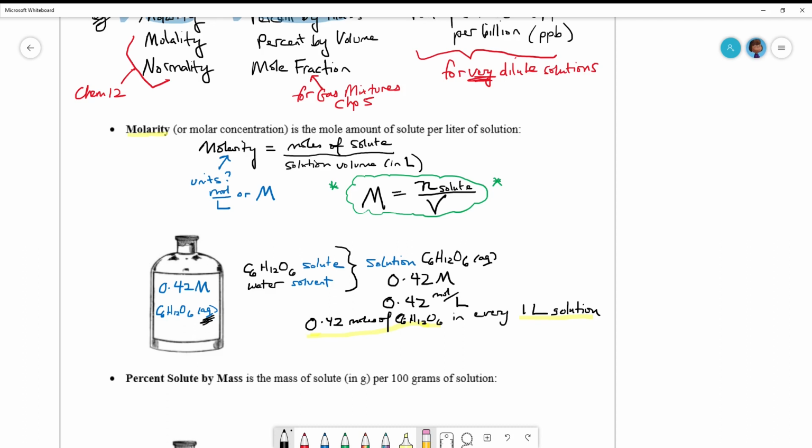And if I double the amount of solution to 2 liters, I would have double the moles of glucose present. I would have 0.84 moles of glucose, all right, in 2 liters of solution. So this is how we can think about that molarity concentration right there that we have. All right, these quantities are our fixed ratio. This is the fixed proportion here.